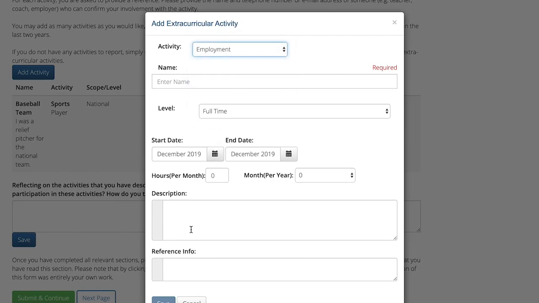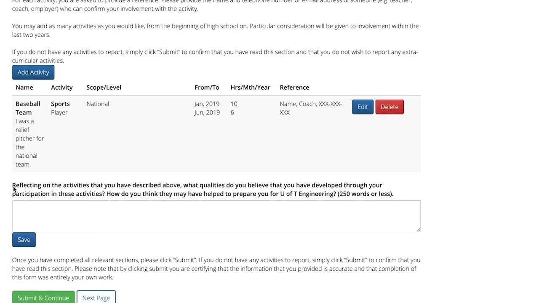The reference info section is where you will enter the name and contact information for somebody who can verify the information you have provided. The last area in this section is an opportunity for you to share with us how this opportunity and extracurricular activity will contribute to your overall participation and study at the University of Toronto Engineering Program.